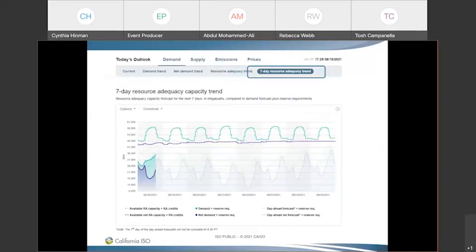And the other report that is available is the 7-day resource adequacy capacity trend chart. And simply put, instead of just having 1 day of information, it's projecting out the 7 days of information. You'll want to note that the 7th day of the day-ahead forecast will not be complete until 9:30 Pacific prevailing time. So that is that chart.